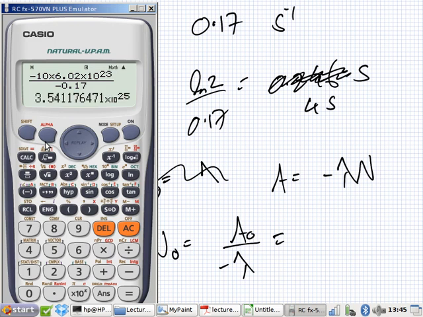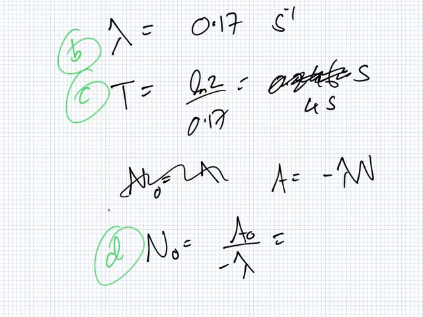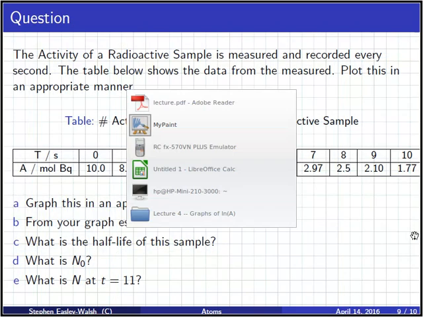Now maybe I should change this into moles actually. So if I divide it by Avogadro, but I realise I'm kind of doing things a bit backwards because I shouldn't have put it in in the first place. Anyways, in moles, I get 58.8 moles. Is the N0.